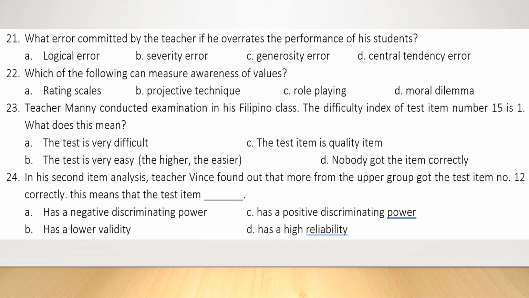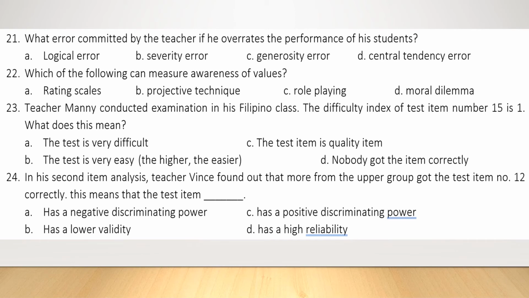Severity error, kining letter B, is the opposite of generosity error. Gagmay ug natagagrado ang teacher. So, severity error. Letter C, central tendency error. Murag, halos tanang bata, same raw grado. Why kayo nilabaw, why kayo niubos? The teacher plays safe, tanang bata almost the same ra ang grado.